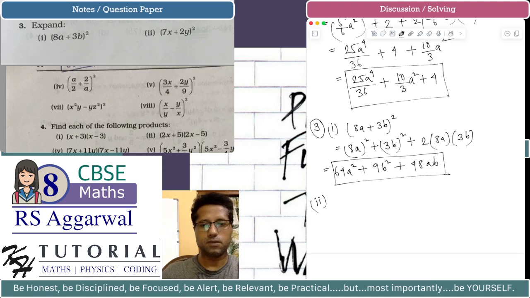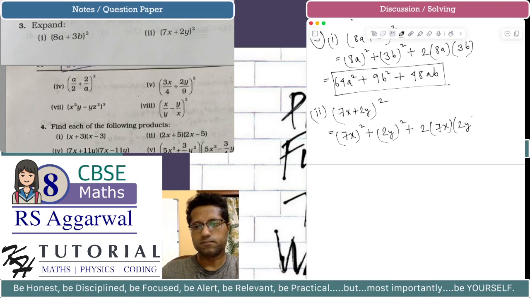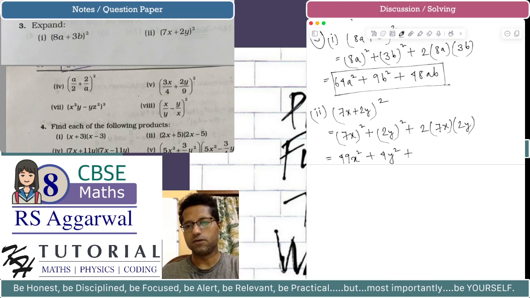Part 2 is (7x + 2y) whole square. This is equal to a square plus b square plus twice a into b. 7x square is 49x square, 2y square is 4y square, plus 2 into 7x into 2y, which is 28xy.